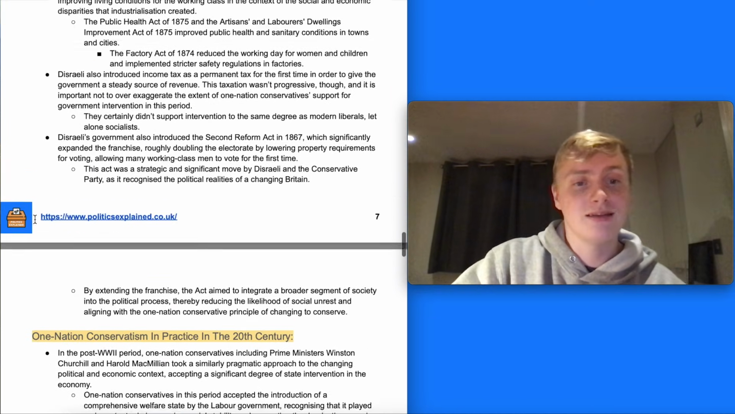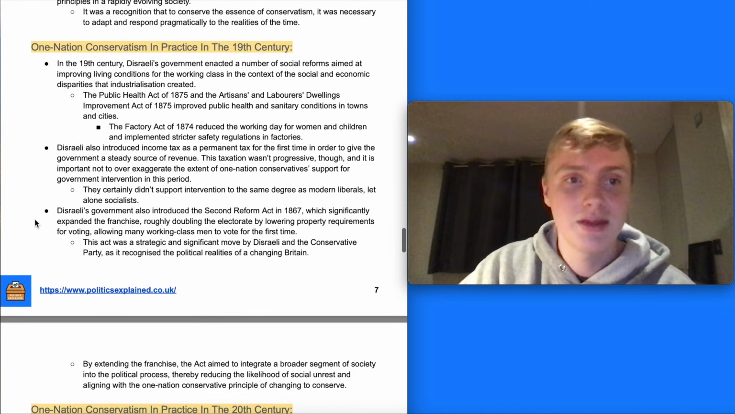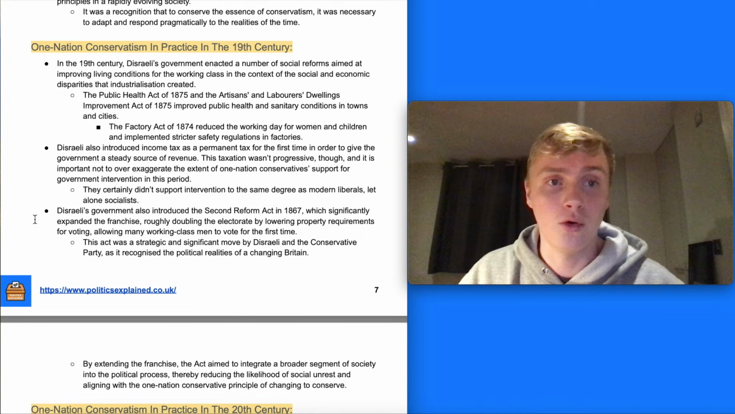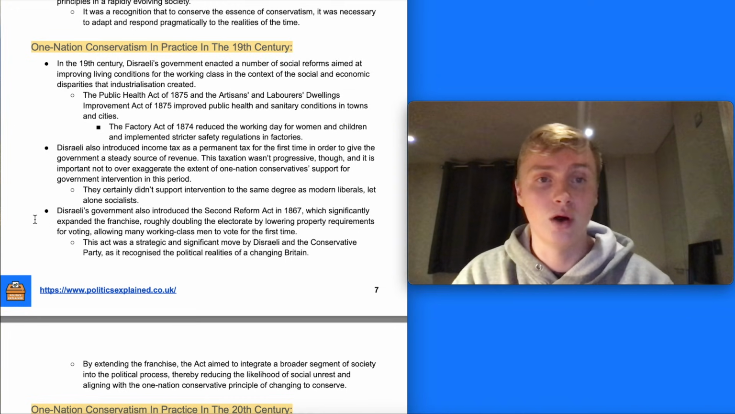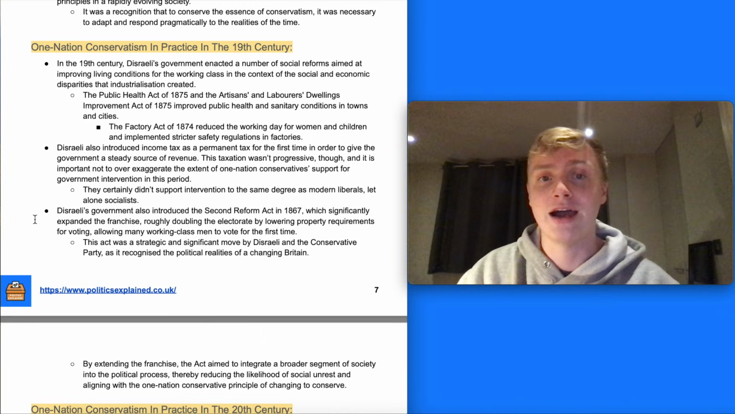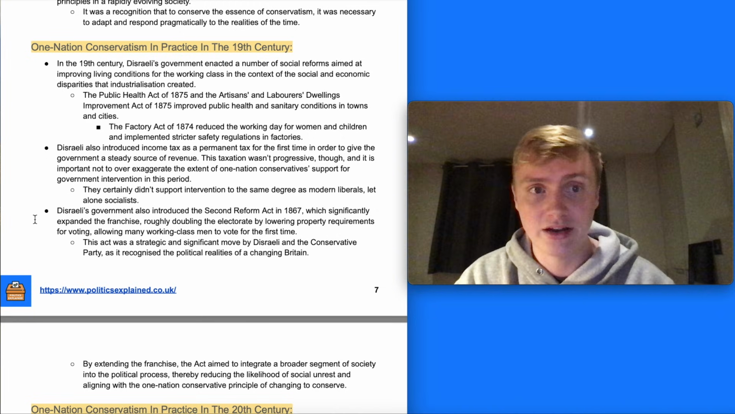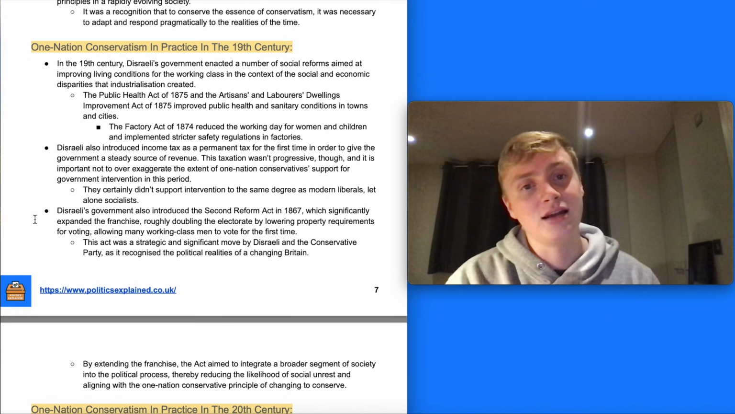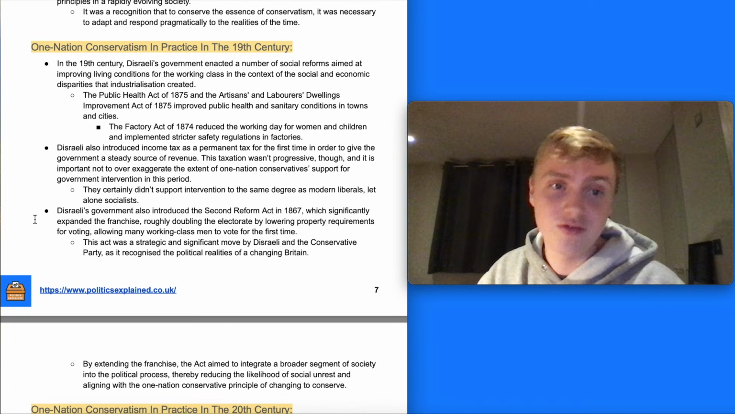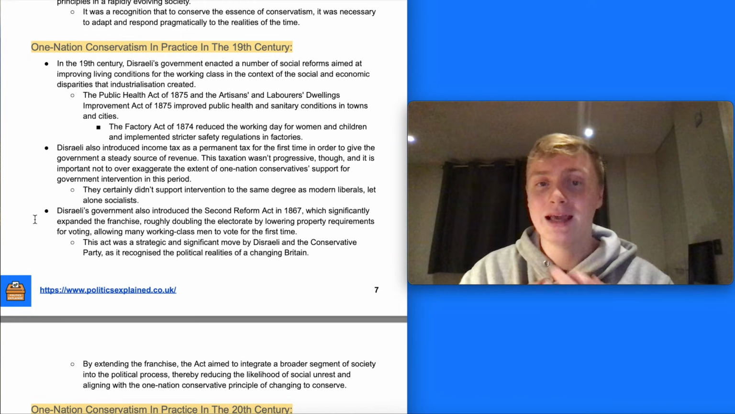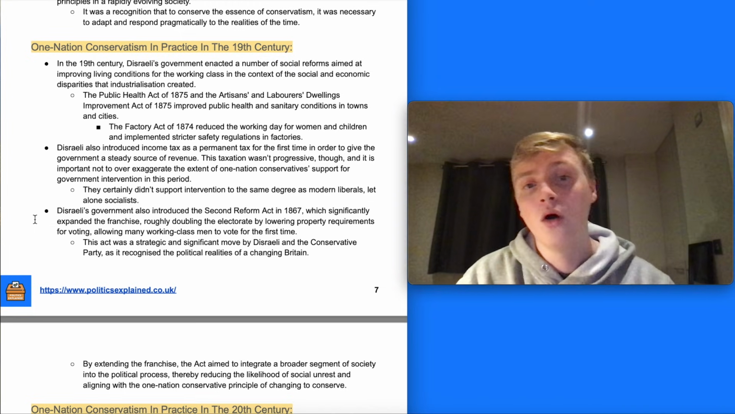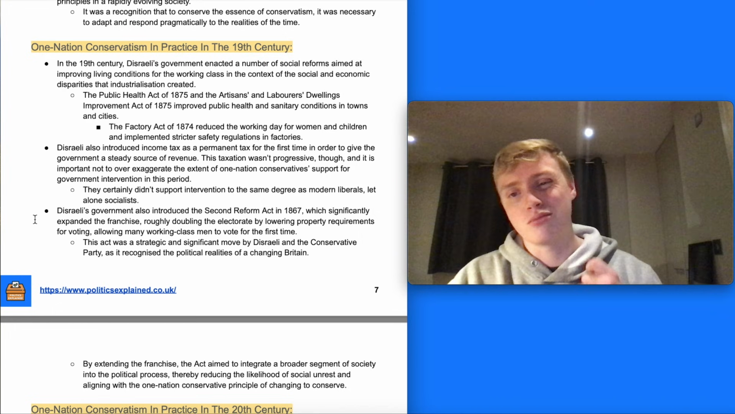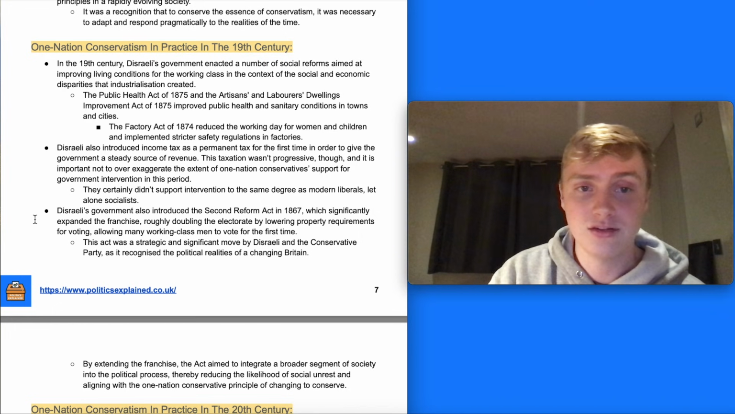So let's have a look at this in practice in the 19th century. In practice in the 19th century, Disraeli's government enacted a number of social reforms, which improved living conditions for the working classes in the context of social and economic disparities that industrialisation created. The Public Health Act of 1875 and the Artisans and Labourers Dwellings Improvement Act of 1875 improved public health and sanitary conditions in towns and cities, whilst the Factory Act reduced the working day for women and children and sought to improve safety practices within factories.